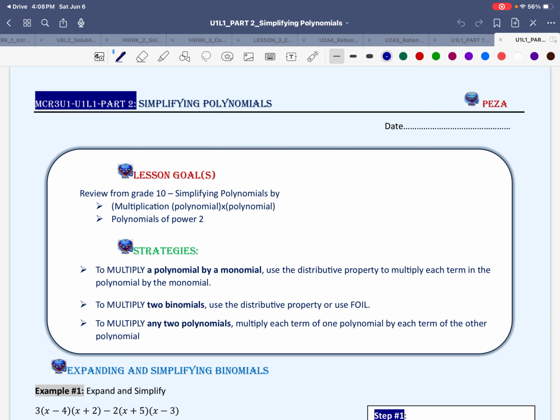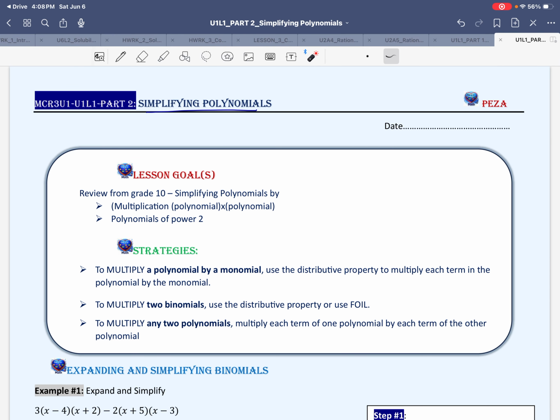In this lesson, we'll explore simplifying polynomials. This is review from grade 10 and is one of the first lessons in the grade 11 math course. So our focus will be on multiplication, polynomial with a polynomial, and bringing polynomials to the power of 2.